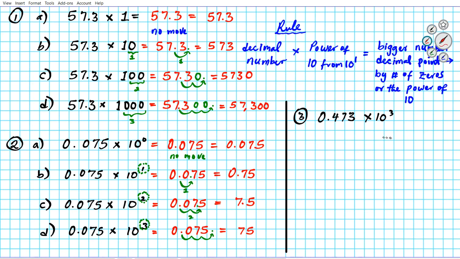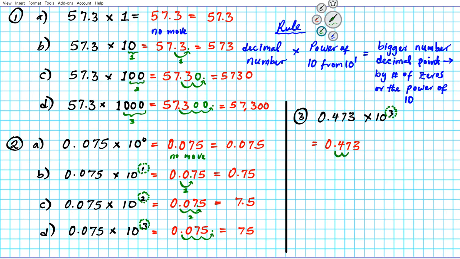What is that going to be? So for this particular one, let's rewrite our multiplier, 0.473. So this is a decimal. We're still following the same rule that we have here, the decimal number. We're multiplying by a power of 10 from 1. This is 3, so the rule applies. So decimal point is going to move where? Well, since it's positive 3, it's going to get bigger. It's going to go to the right 3 places.